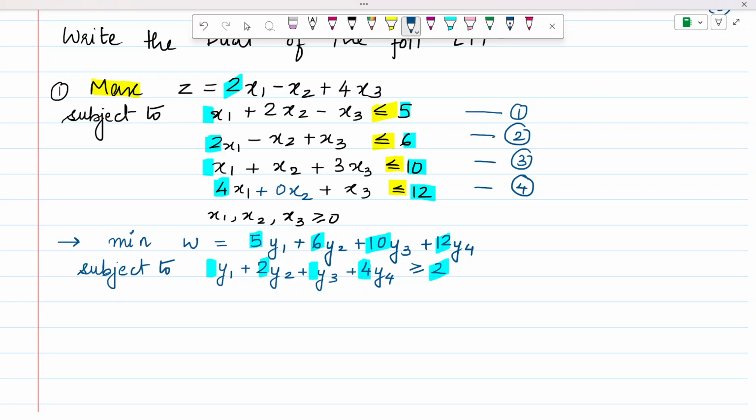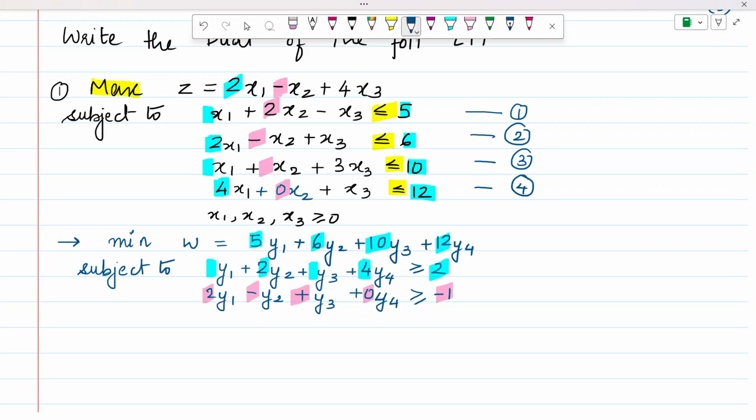Constraint number 2 is going to come from x2 everywhere. So for x2, 2y1, negative y2, positive y3, and a 0y4, greater than or equal to, again, the coefficient of x2 from the objective function, that's negative 1. I'll again highlight and show you the coefficients 2, negative 1, positive 1, 0, and greater than or equal to negative 1.